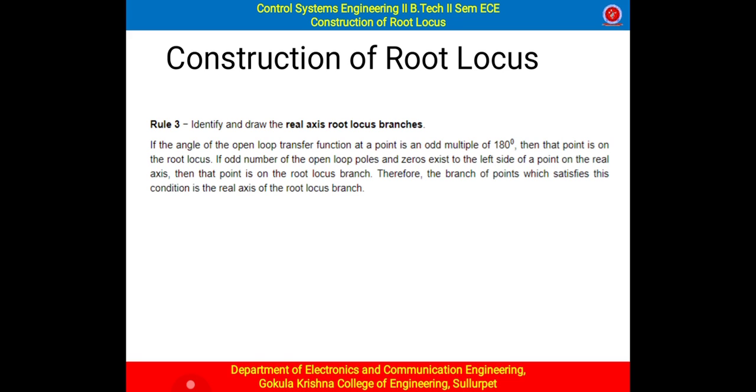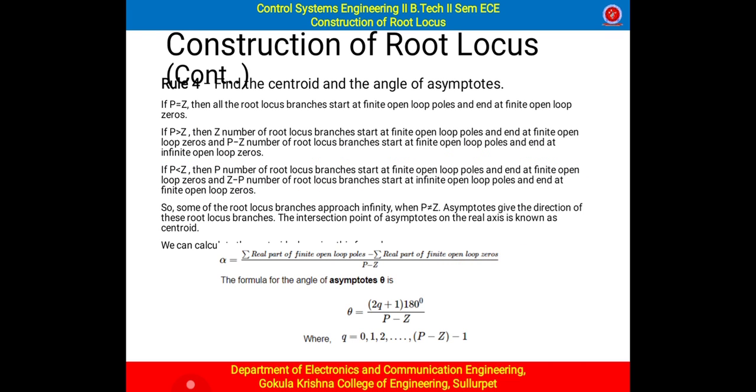So that means after placing the poles and zeros on the real axis, we verify whether there is an odd number of poles and zeros towards the left side of any point. Then we can come to know that that particular part of the real axis is a root locus branch. We can understand it by taking an example, and we will take an example in the next video.